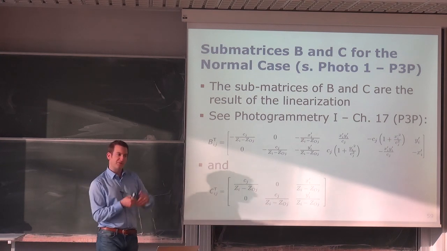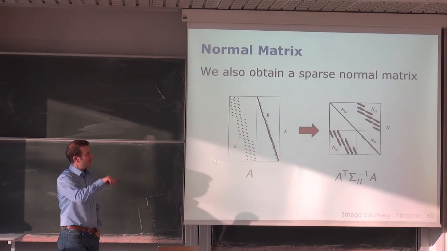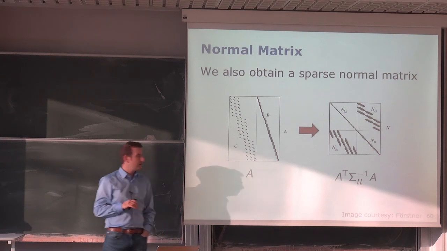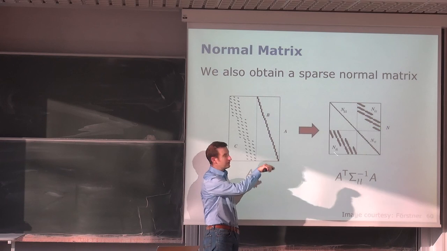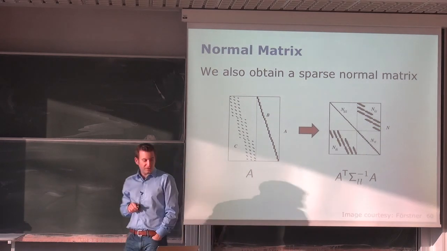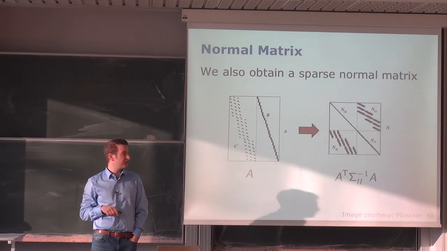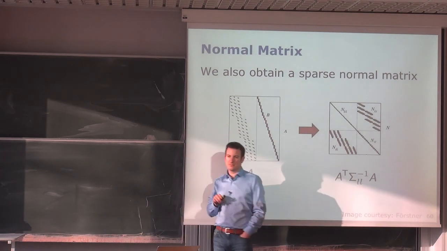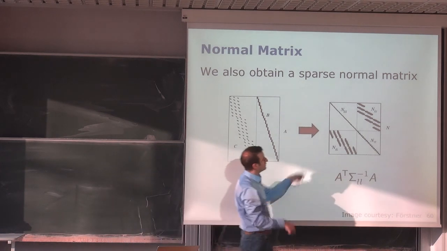Okay, so what would be the next step? We have our matrix A, and then we would build our normal equation: A transposed times the inverted uncertainty of the observation times A, and this leads us to our matrix N. Given that A is sparse, this matrix is typically also sparse, but it is somewhat denser, slightly more densified. But we still have an interesting pattern over here.